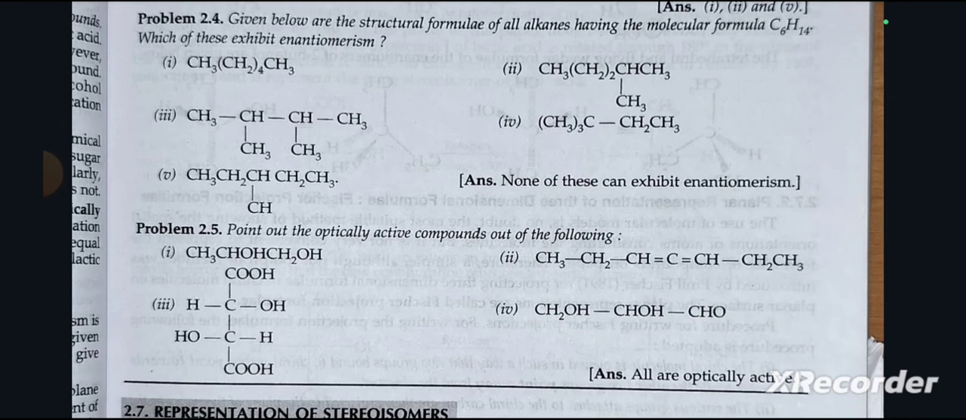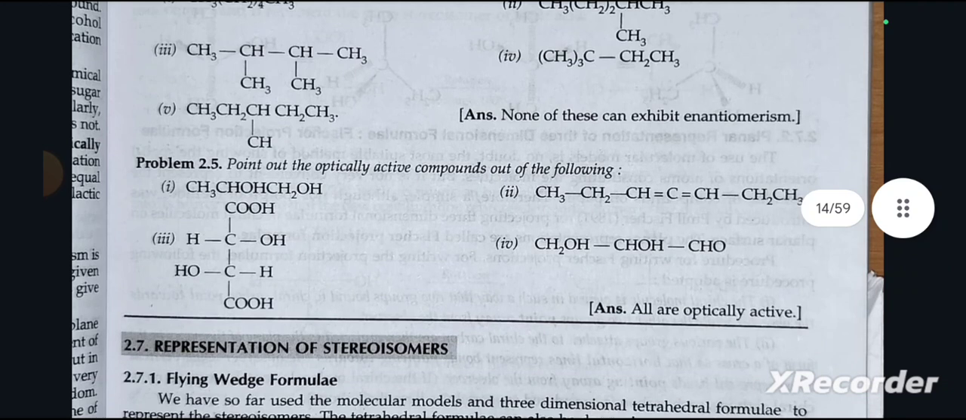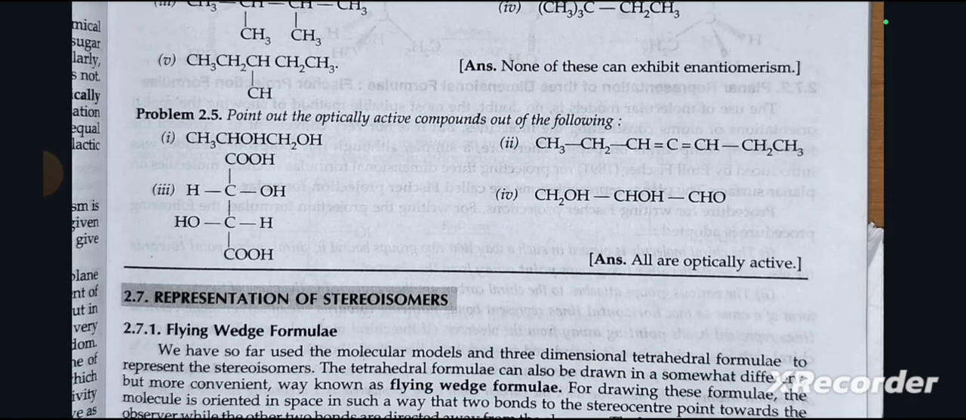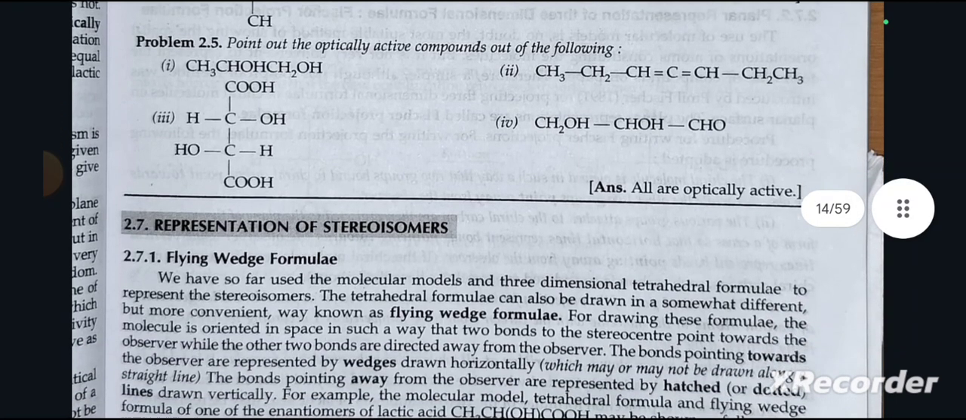Problem 2.4. Given below are the structural formulas of all alkanes having the molecular formula C6H14. Which of these exhibits enantiomerism? First, CH3 CH2 4 CH3. Second, CH3 CH2 twice CH CH3 CH3. Third, CH3 CH CH3 CH CH3 CH3. Fourth, CH3 thrice C CH2 CH3. Fifth, CH3 CH2 CH CH2 CH3. Answer: none of these can exhibit enantiomerism.